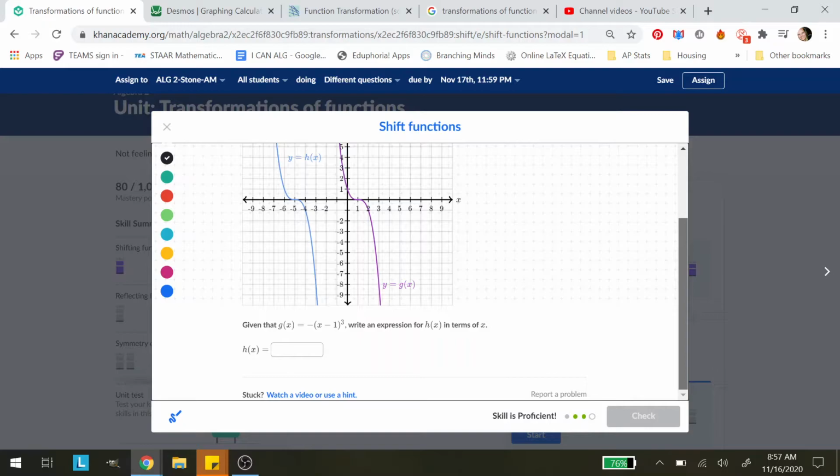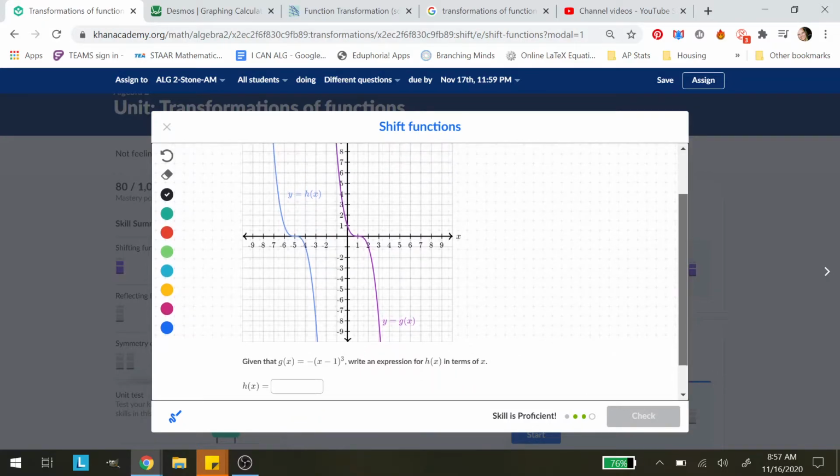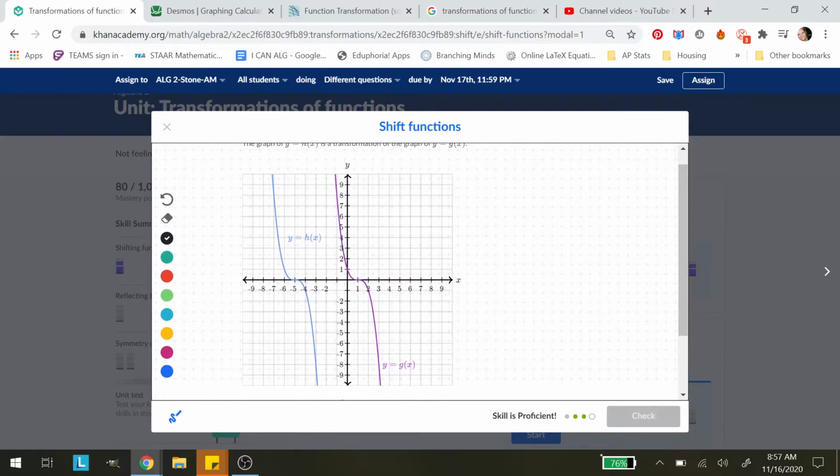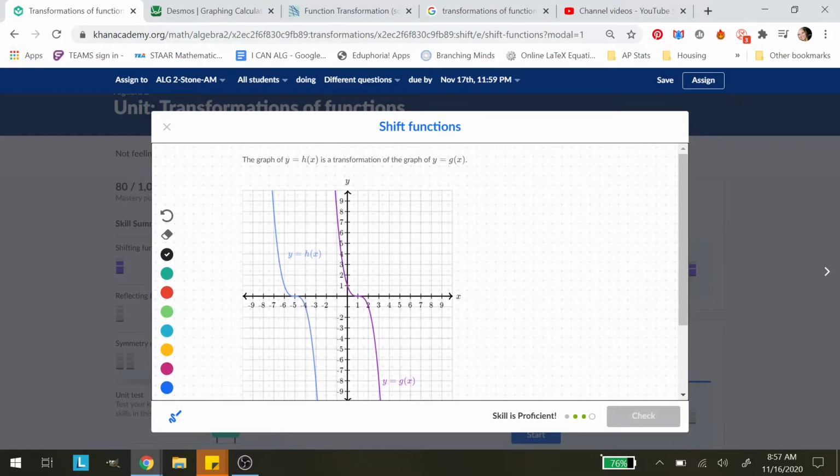Okay. This one I will walk you through. So if they give me a graph, first I need to know which graph I'm starting with. Whatever it says "of." So it says of the graph g of x. So g of x is what I'm starting with. So I'm starting from purple and I'm going to blue. I need to know what direction I'm moving. So I'm going from g of x over to h of x.